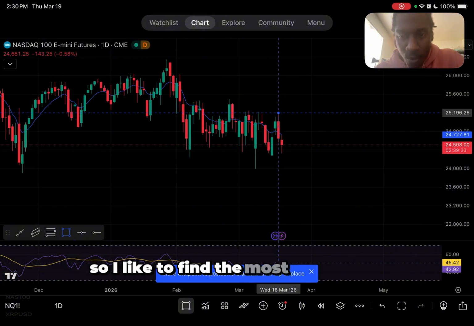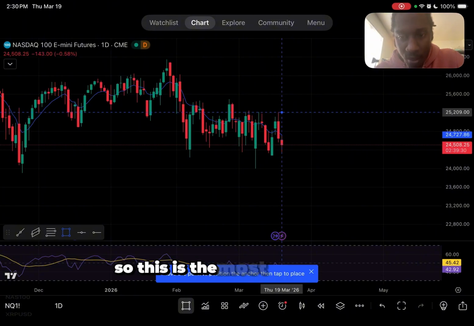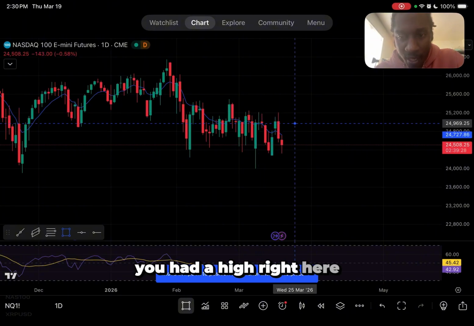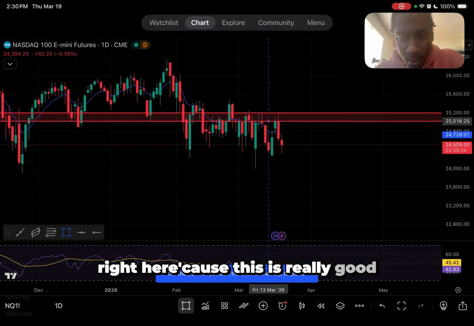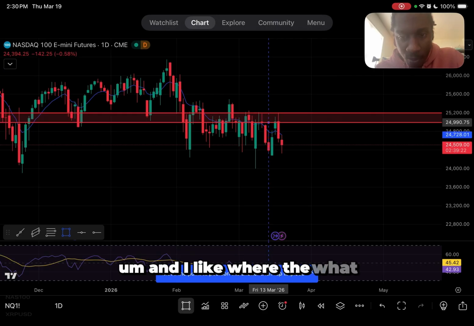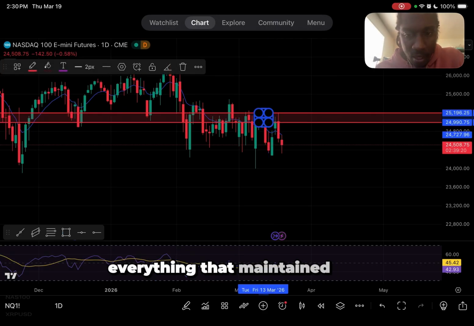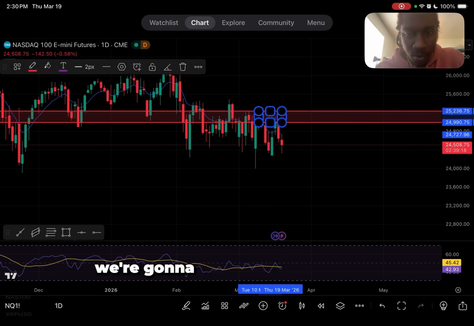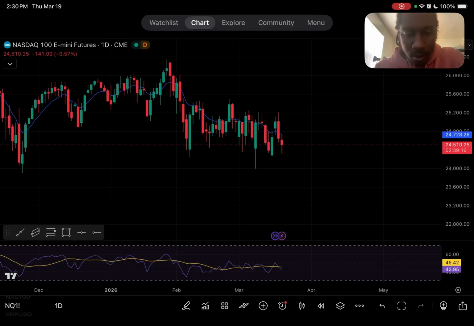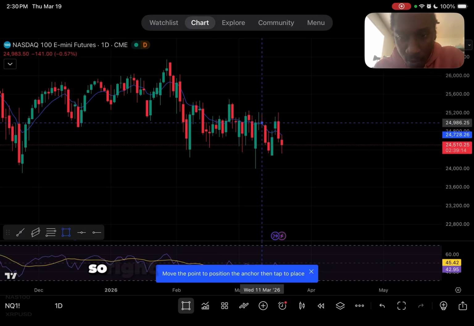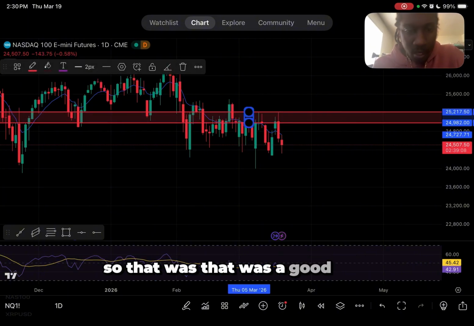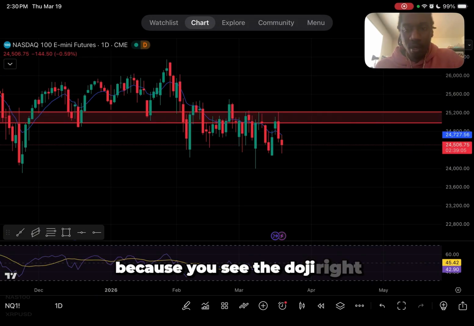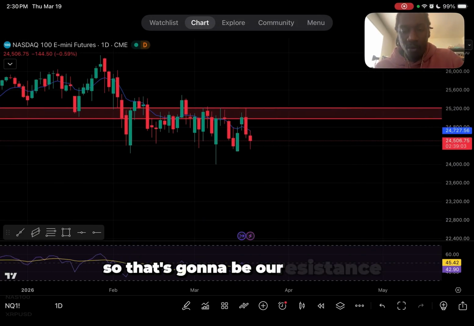I like to find the most recent high. So this is the most recent high. You got a high right here, kind of recent, right? We're going to use this right here, because this is really good. And I like how everything maintained in it. We're going to redraw that real quick. Right here, from the bottom of that wick, and you had a doji there. That was a good area, because you see the doji, right? So that's going to be our resistance.